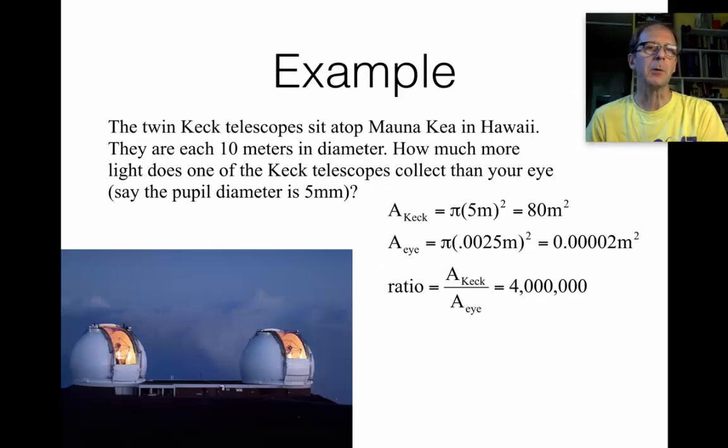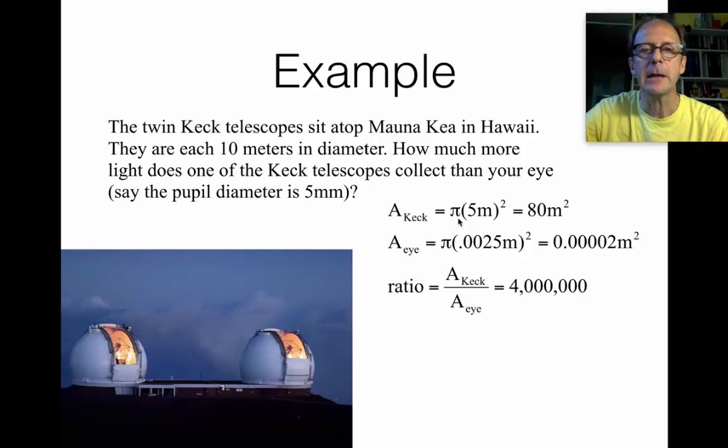So a quick example. There are 2 telescopes on Mauna Kea in Hawaii. They're called the Keck telescopes. They're 10 meters in diameter. How much more light does one of the Keck telescopes collect than your eye? Let's say the pupil of your eye is 5 millimeters across. So we can do the calculation.